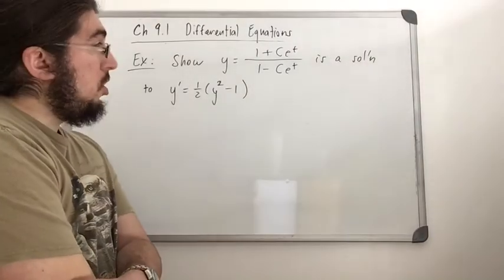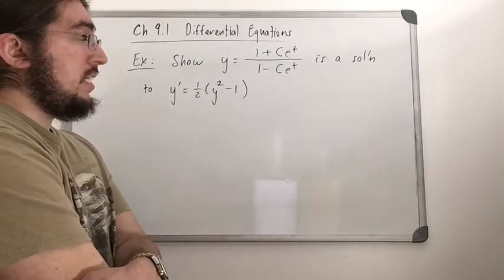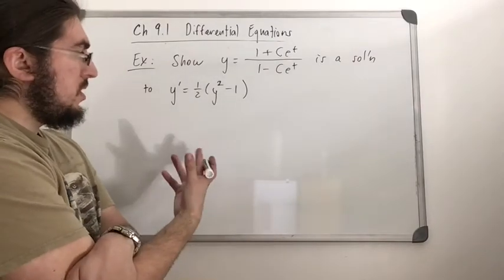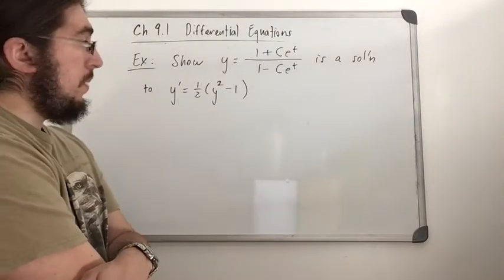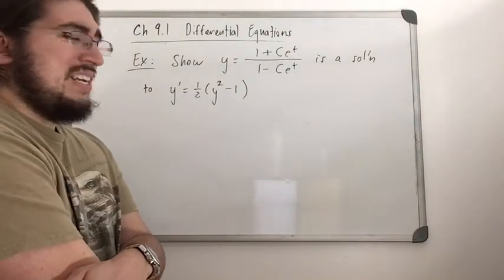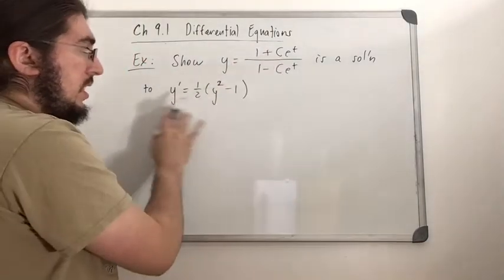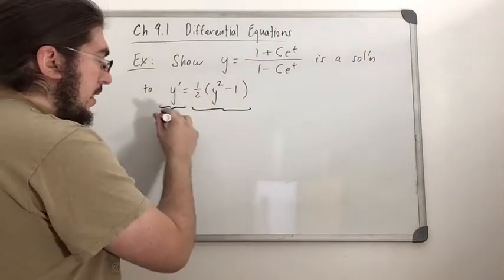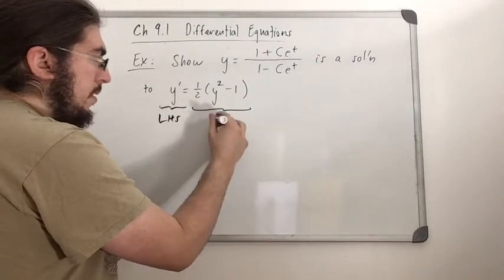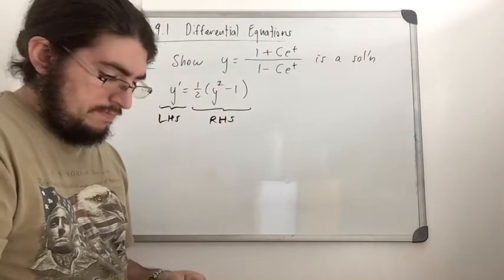Okay, so now I'm going to show that y equals (1 plus c e to the t) over (1 minus c e to the t) is a solution to this differential equation y prime equals 1/2 times the quantity y squared minus 1. Basically we're going to have to check this by plugging this supposed solution into each side of the equation. So there's a left-hand side and a right-hand side. We're going to check the left-hand side first.